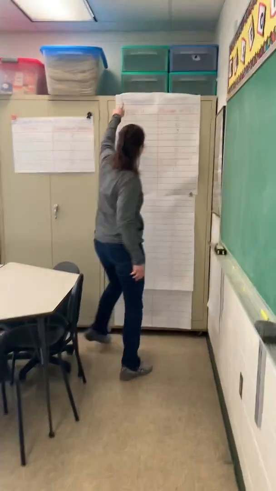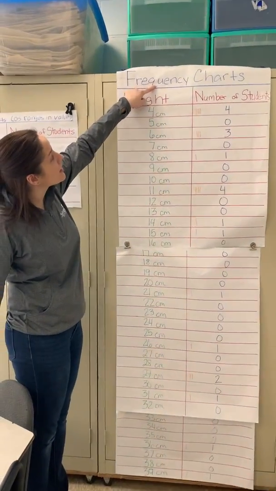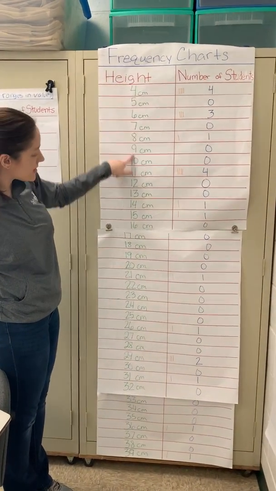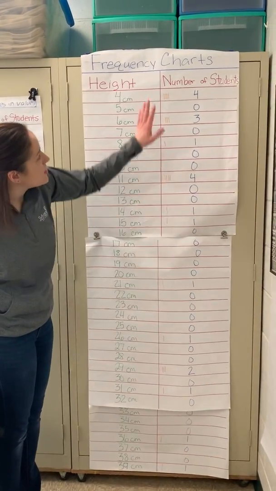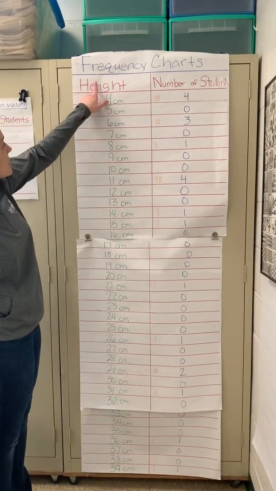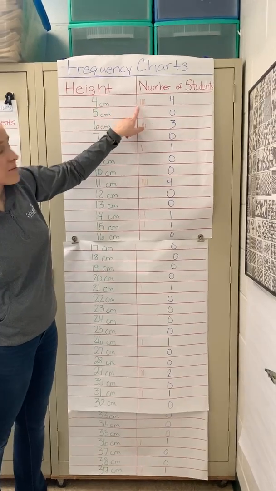So I made a frequency chart here that is much like the tables we were doing in the variables and patterns book. You will see kind of like that X and Y that we've seen before. We have heights of all of the students measured in centimeters, and we have the number of students. I want to point out a couple of things to you. For example, the height of 4 students was 4 centimeters.